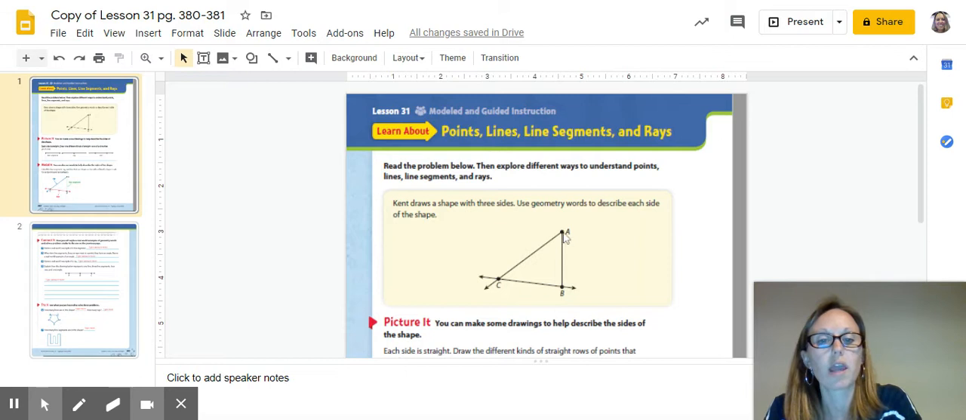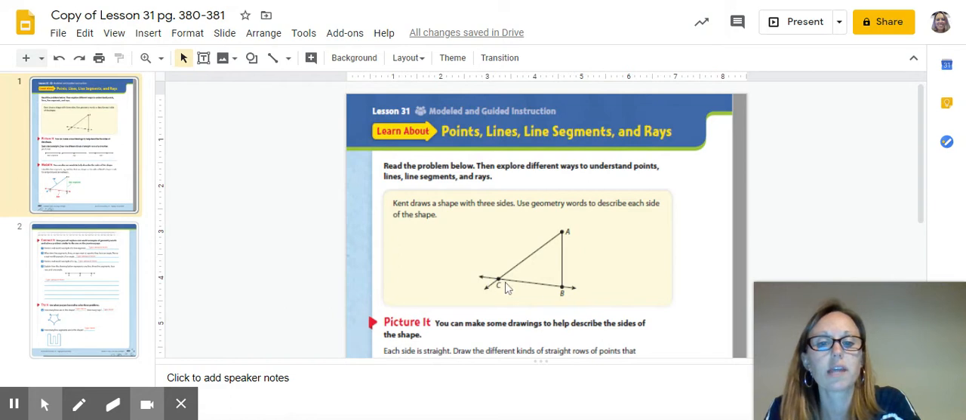And then we talked about a ray. A ray has a point. So this is point A. And then it goes on forever in one direction. So we have ray AC. That's the only way that it can be named because it doesn't go on forever in the other direction. Now we can have any points along this, but this would still be ray AC. If there was a point right here, you can label it ray AD because it continues to go on.